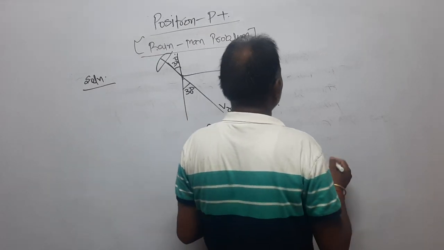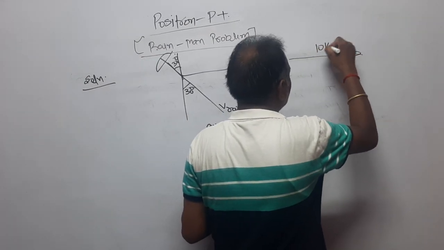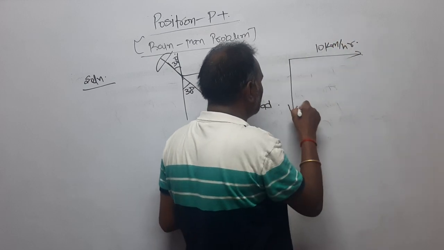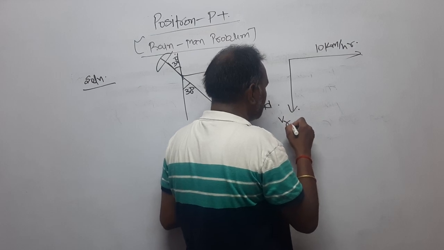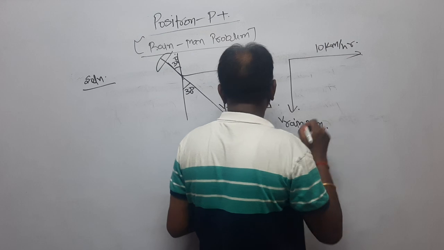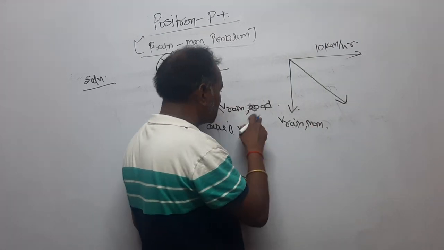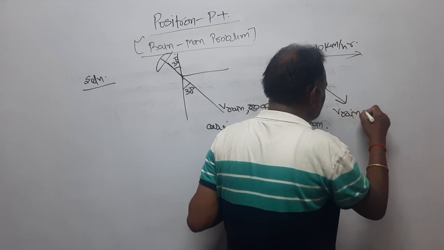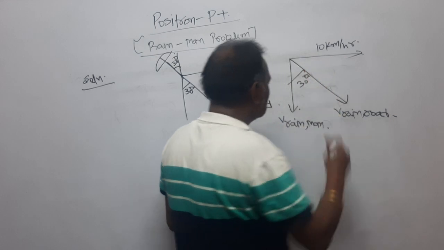In the second case, what happens? The man begins to travel with a velocity of 10 km per hour and the raindrop hits him vertically, so this is the velocity of rain with respect to the man. And from the first case, the velocity of rain with respect to road or ground is making an angle of 30 degrees.